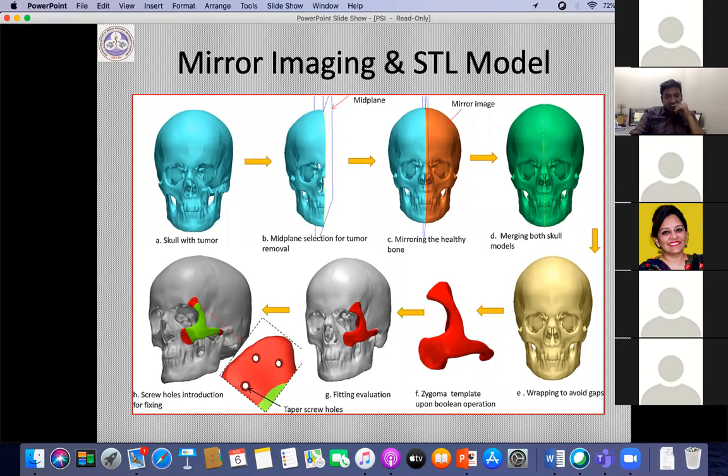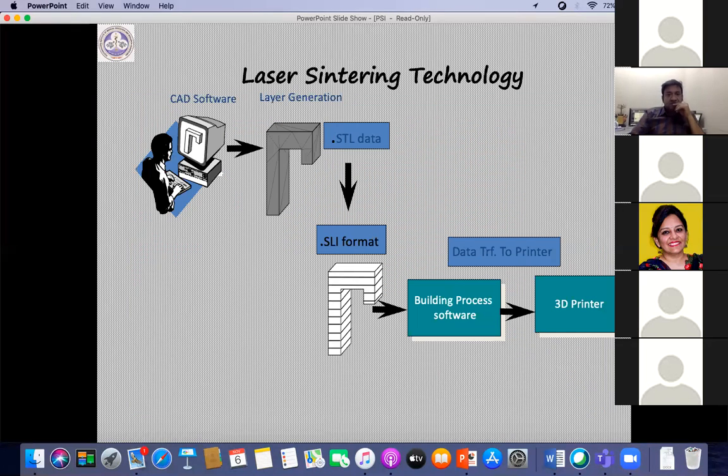Once this planning is done, this file is still in the STL format, right? Now this sounds a bit of a distal vocabulary, but the file is still in the STL format. To go into the 3D printer, it has to be converted into SLI format. What is the SLI format?